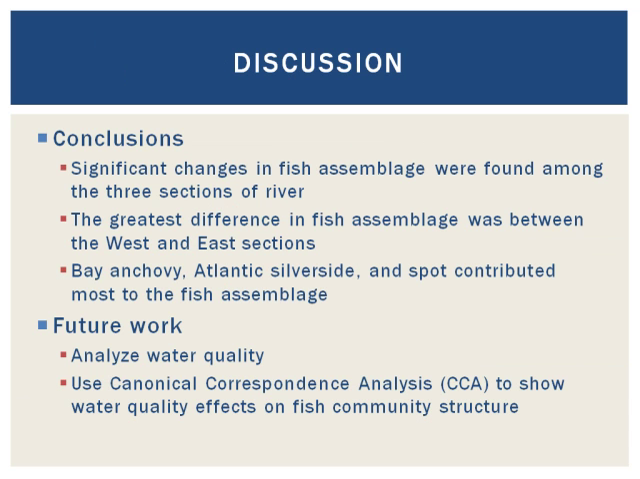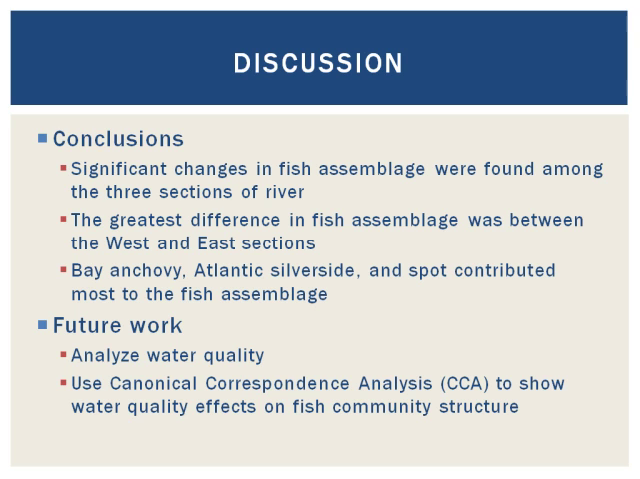So in conclusion, we found that there were significant changes in the fish assemblage based on section of the river. The greatest differences, as were expected, were between the west and east sections. This is possibly due to salinity gradients, west being nearly oligohaline and the east being mesohaline. Bay anchovy and Atlantic silverside again accounted for roughly 56% of the dissimilarity, and if you add spot into that equation, that then bumped it up to 80 to 90% dissimilarity.